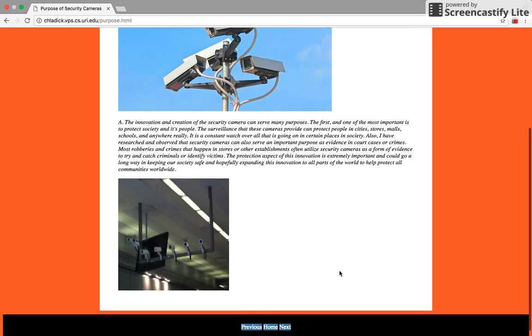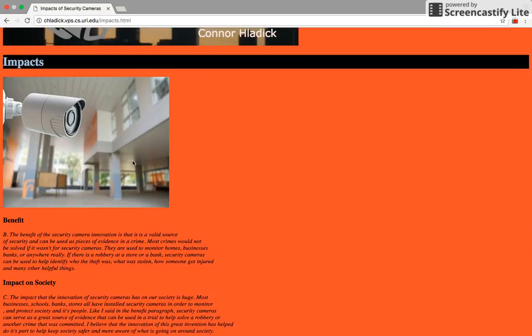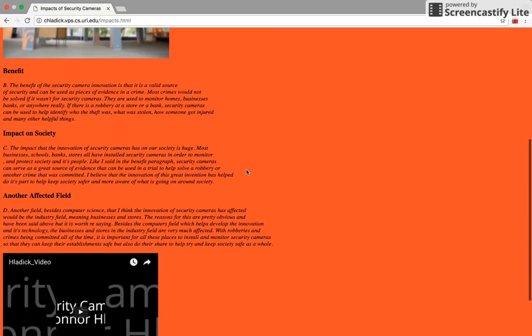As you can see down here, this is how security cameras look in an office building, a school, a hotel, anywhere really. Next is my impact page, which I think is the most important page. Right here, it's another picture of a basic security camera. Below, I'm going to explain the benefits, the impacts on society, and then another field that would be affected besides the computer science field.